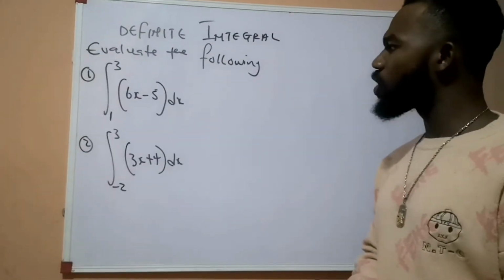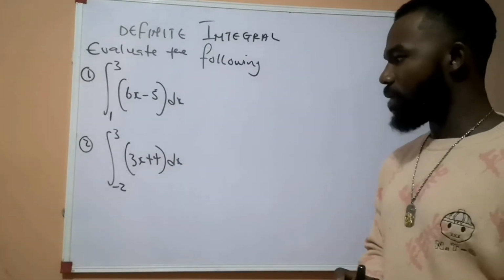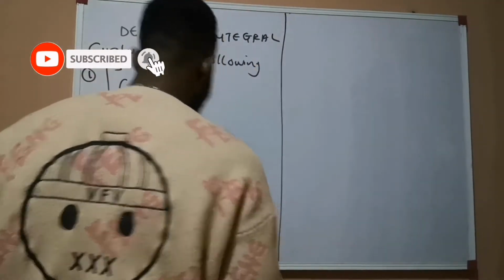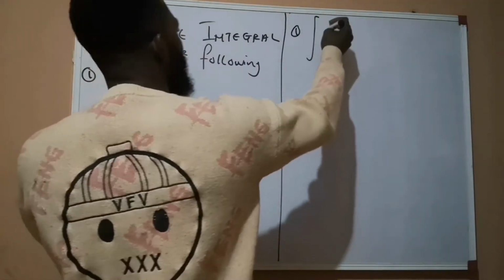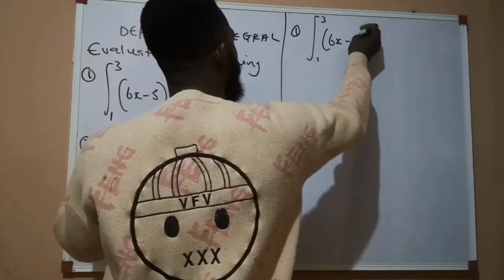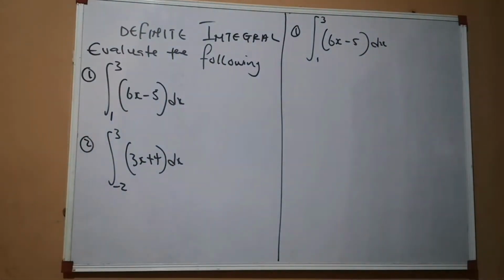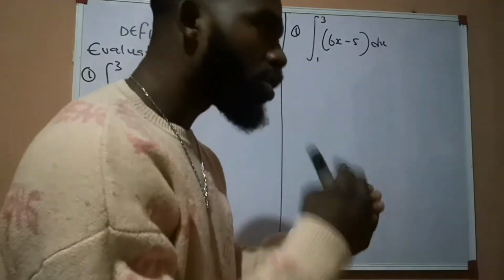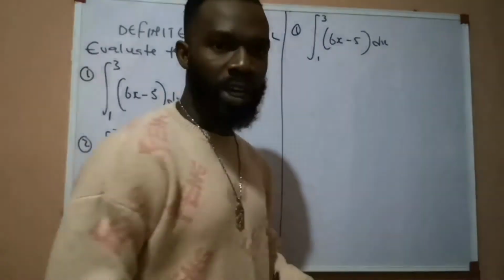Let us see what we can do in solving these two problems under definite integral. Question number one says integrate 6x minus 5 dx with limits 3 and 1. Now, how do we solve a problem like this? It is very, very simple. It is just like a continuation from indefinite integral. Now, let us see what we can do to solve this problem.